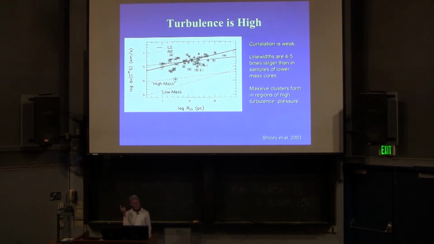The turbulence is high, that last point about the line width. This is the usual line width-size relation based on nearby regions and intermediate-mass regions, really, compared to these regions. These regions all lie well above these local relationships. The line widths are typically 4 to 5 times larger, and you don't really see a line width-size relation in these objects. These are the regions where massive clusters are forming, we're pretty sure. Some of them have already formed pretty extensive amounts of stars. So they form in regions of high turbulence and pressure.